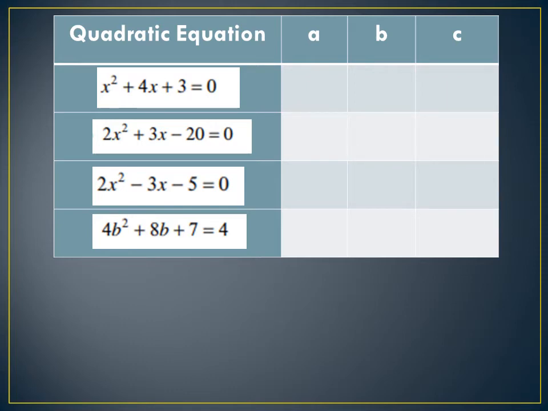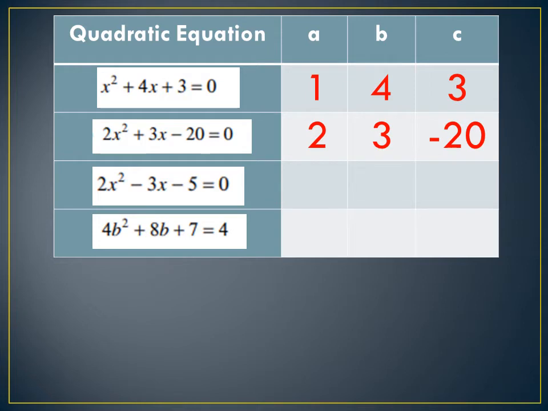Okay, so the first one is x squared plus 4x plus 3 equals 0. It is already in standard form, so we can easily get the values of a, b, and c. So our a, b, and c are 1, 4, and 3. The second one is 2x squared plus 3x minus 20 equals 0. It is also in standard form, so we can easily get the values of a, b, c. So our a is 2, b is 3, c is negative 20.